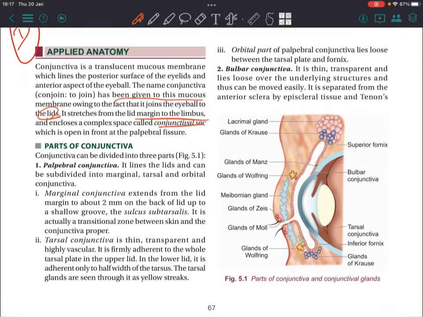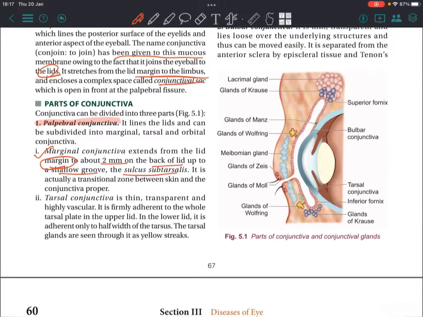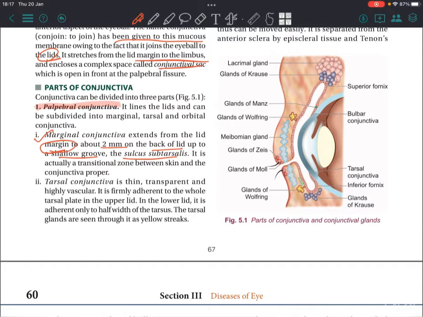Parts of conjunctiva: palpebral conjunctiva and bulbar conjunctiva. Palpebral conjunctiva lines the lids and can be subdivided into marginal, tarsal and orbital conjunctiva. Marginal conjunctiva extends from the lid margin to about 2 mm on the back of the lid up to a shallow groove, the sulcus subtarsalis. It is actually a transitional zone between skin and conjunctiva proper.